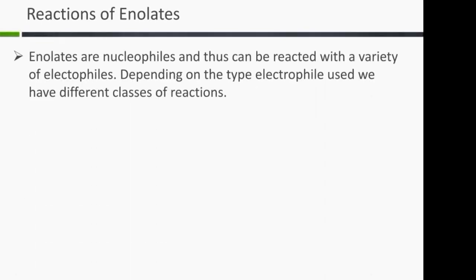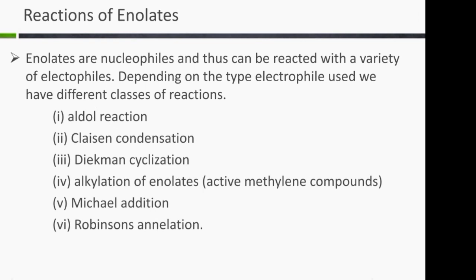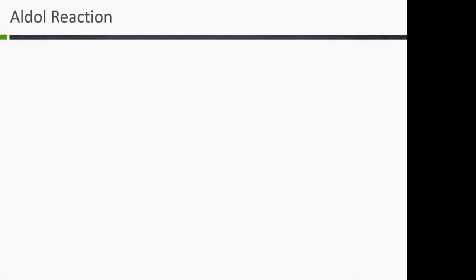Let's discuss a few of the reactions of enolates. Enolates are nucleophiles and can be reacted with a variety of electrophiles. Depending on the type of electrophile used, we have different classes of reactions like Aldol reaction, Claisen condensation, Dieckmann cyclization, alkylation of enolates, that means active methylene compounds, Michael addition, and Robinson annulation. Out of this, 3 are there in our syllabus. Let us look into the most important enolate related reaction, that is Aldol reaction.